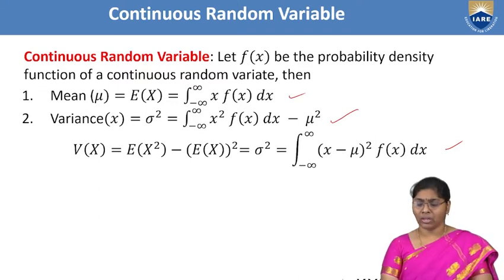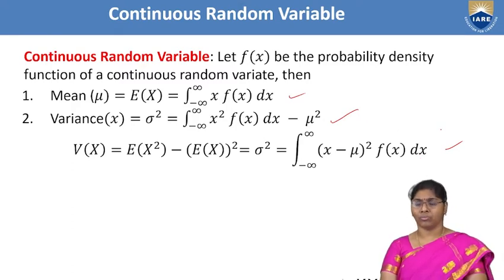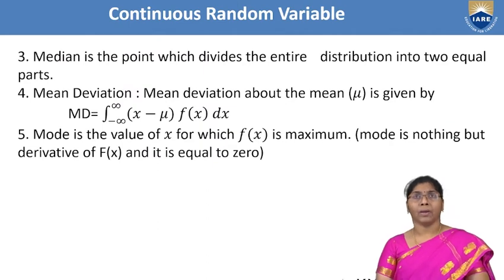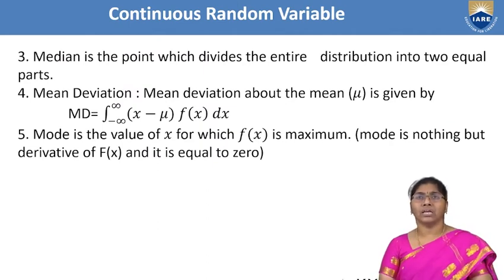We are arranging this one or this one. Both are same. Just simply we are common with f of x dx only. That's all. Next one, third one. Median is the point which divides the entire distribution into two equal parts.